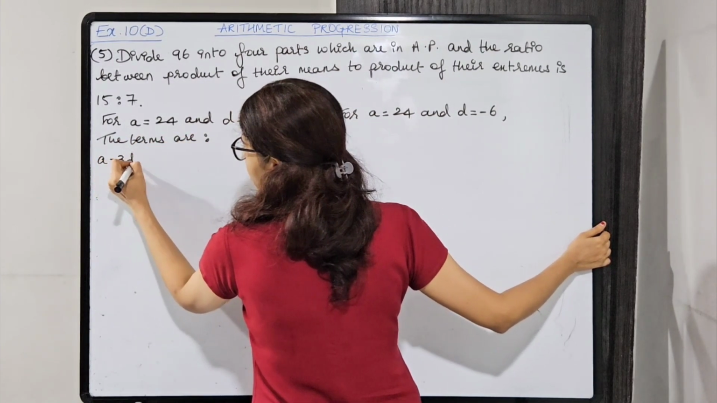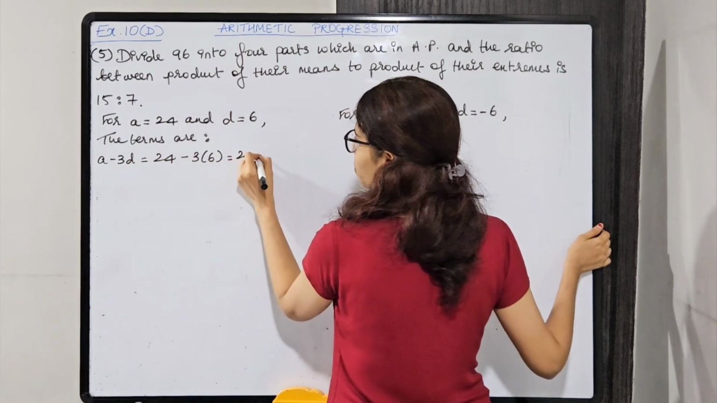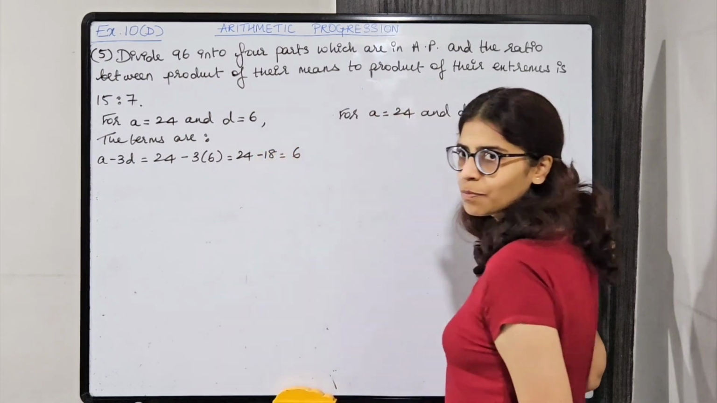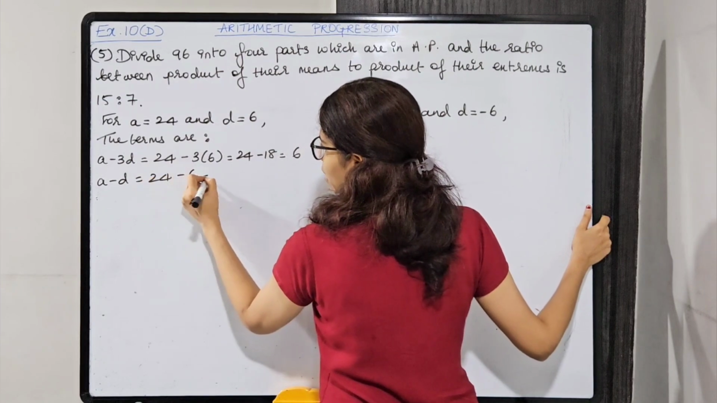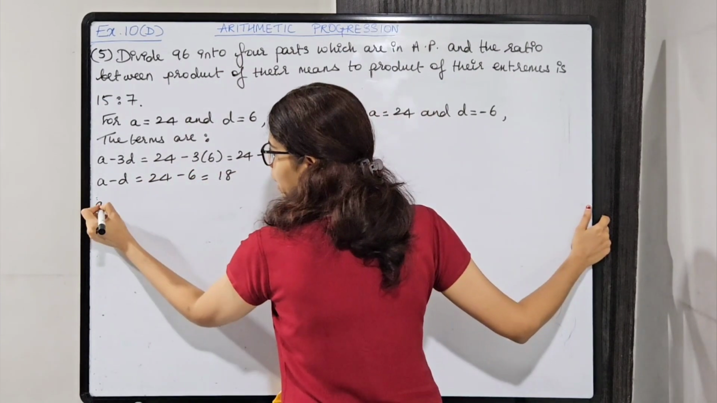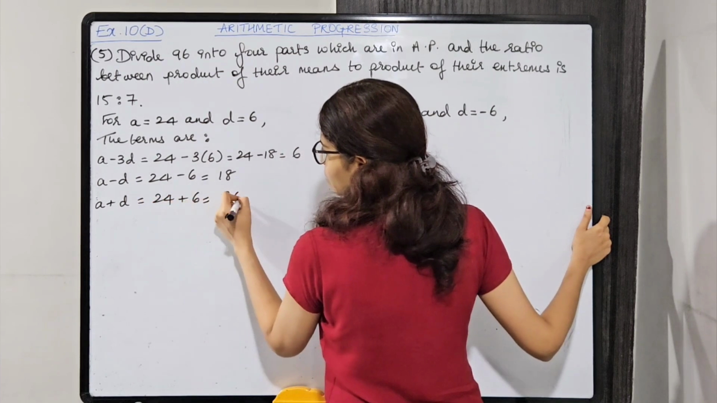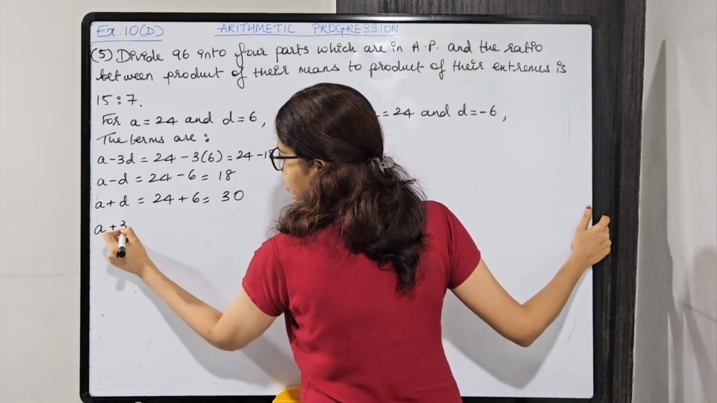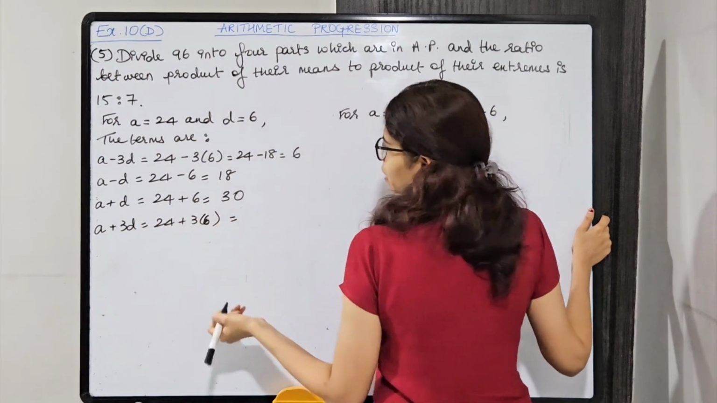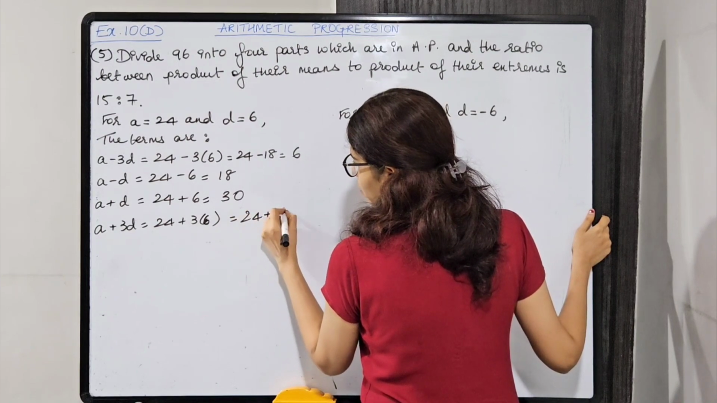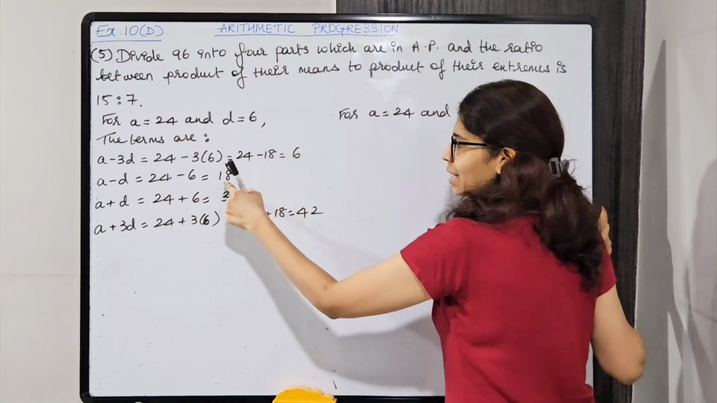Okay, so write down the terms are a minus 3d, that will be 24 minus 3 into 6, that is 24 minus 18, हो जाएगा 6. Next a minus d, that is 24 minus 6, that will give 18. Next हो जाएगा a plus d, that is 24 plus 6, 30. Next a plus 3d, which is 24 plus 3 into 6, that will give 24 plus 18, 42. Okay, so the numbers are 6, 18, 30 and 42.